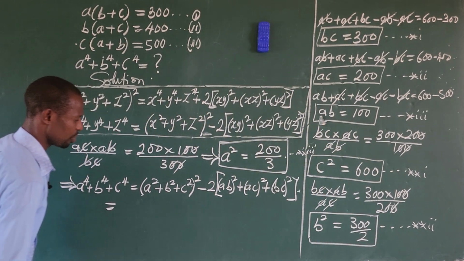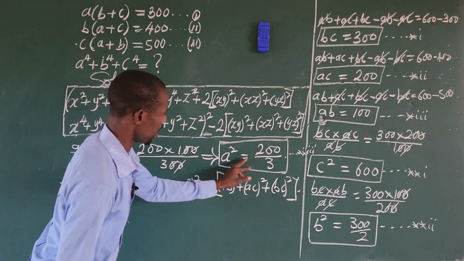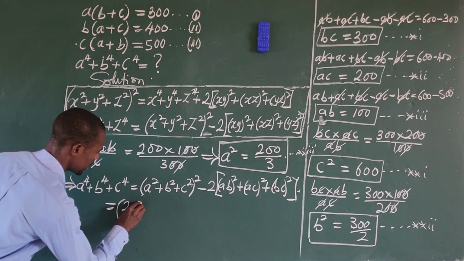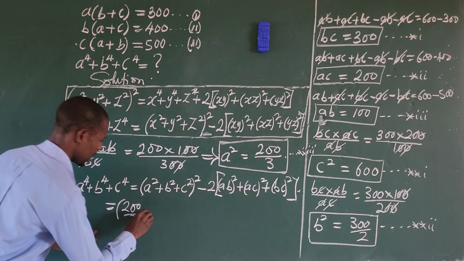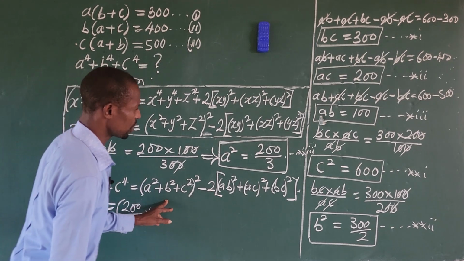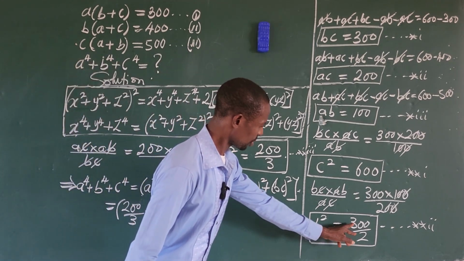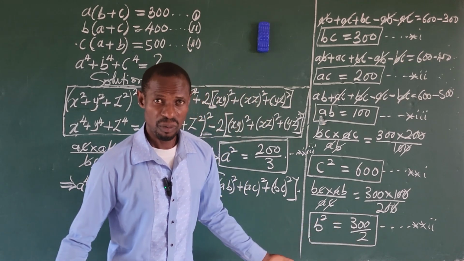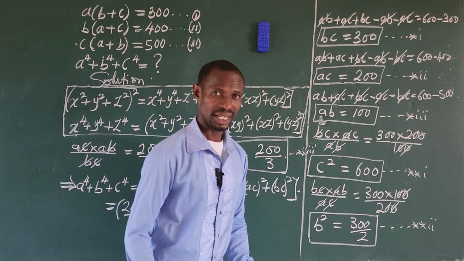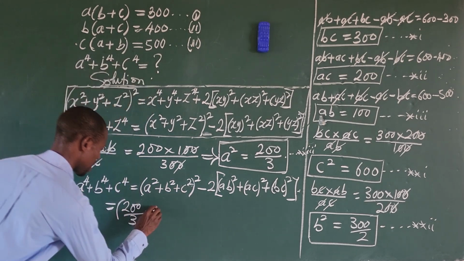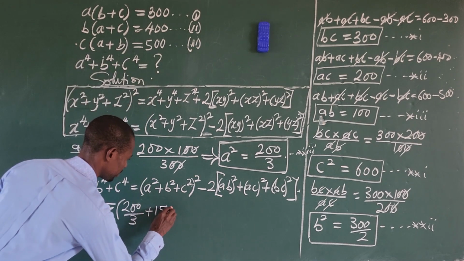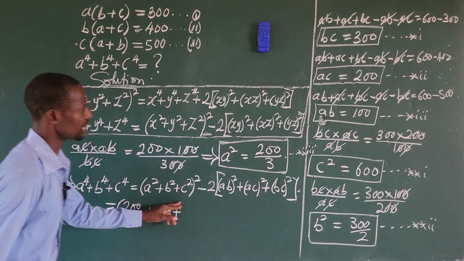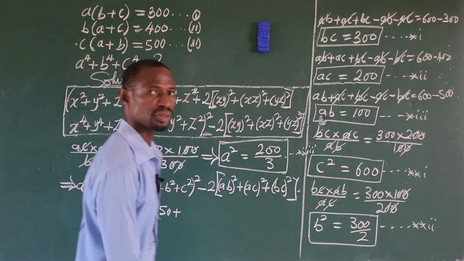This is now equal to, what is our A squared? Our A squared is already, we have 200 all over 3, then plus, what is our B squared? Our B squared is equal to 300 all over 2, and 300 all over 2 could be written as 150 because this can divide this. So it's the same thing as 150. So we have here plus 150, right? Then we have plus, what is our C squared? We calculated our C squared to be 600.